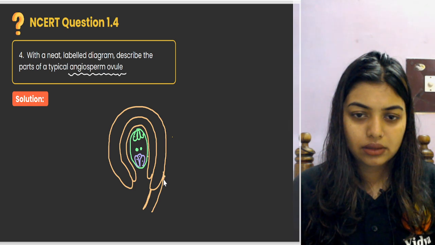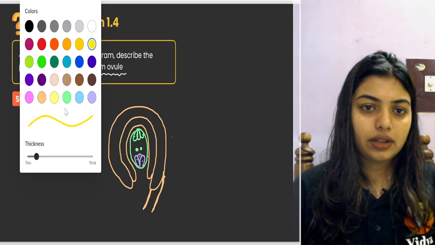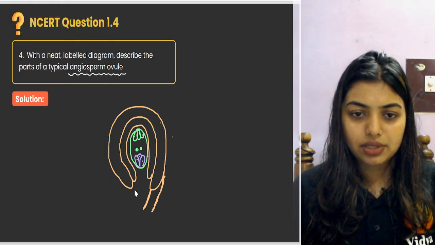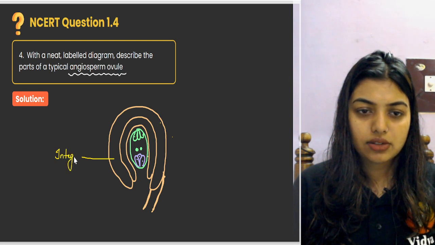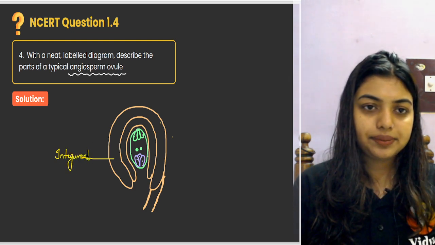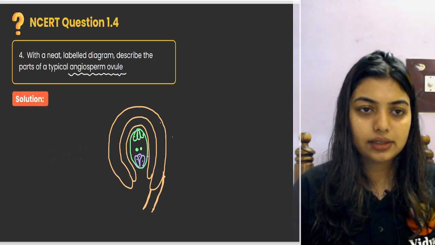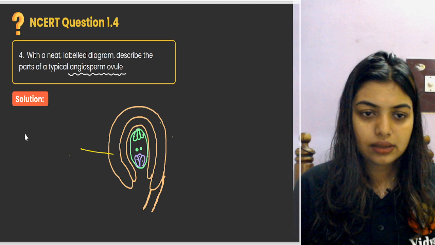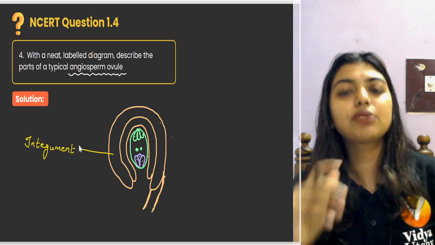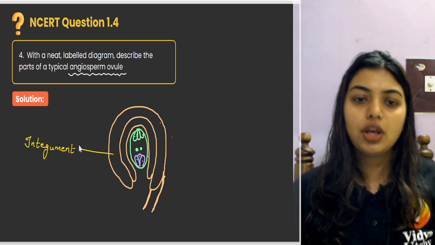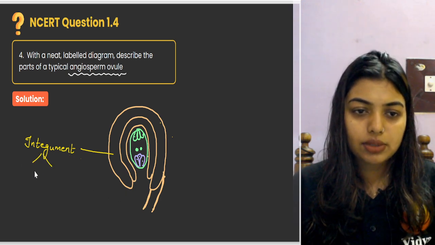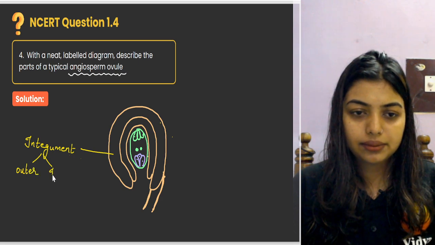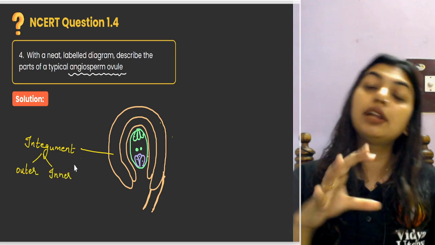When I have to label, these are the integuments. These two are the integuments, so we will label both ends. Integuments are protective layers. Integuments are for protection. We have the outer integument and the inner integument, which I'm not labeling separately. Just know that integuments are two, outer and inner. This will harden and become the seed coat later.